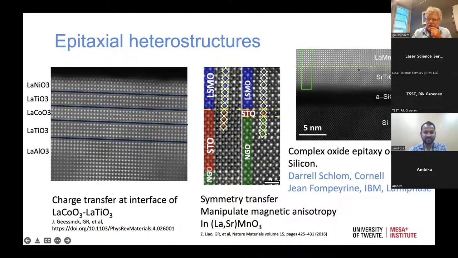And last but not least, and I think that's very interesting, nowadays we can combine different deposition techniques and also get, for instance, quite good growth of epitaxial oxides on top of silicon. And later on, I will also show that we can do that on III-V substrates and even on glass.